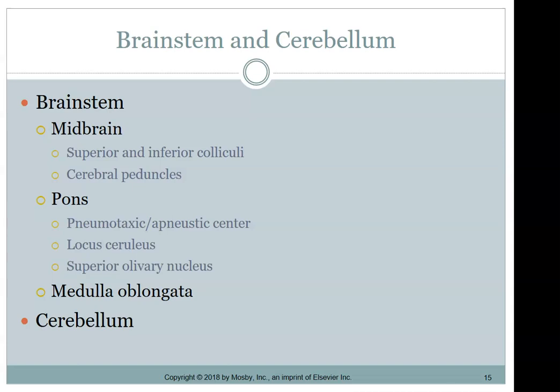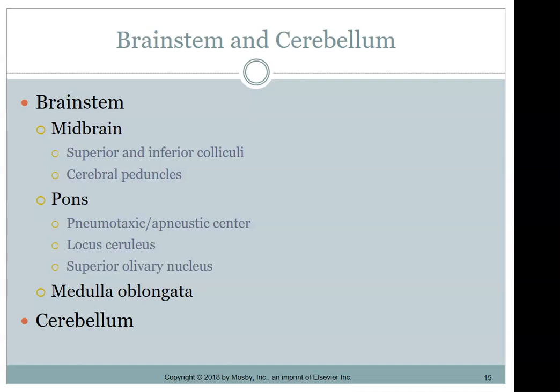The pons serve as a bridge between the medulla oblongata and the cerebrum. The pneumotaxic and the apneustic centers are networks of neurons that function to regulate respiration. The anterior part of the pons is the basis pontis, which has a role in motor function. The locus coeruleus, the blue spot, functions in the physiological response to stress. The superior olivary nucleus is involved in hearing.